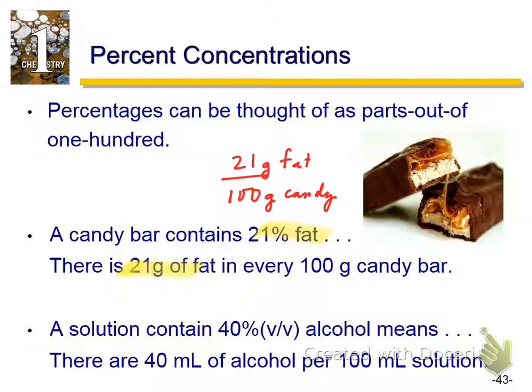A solution of alcohol, like a bottle of bourbon, is 40% volume to volume, okay? That means there's 40 milliliters per every 100 milliliters. Notice the units on the top and bottom are the same, so we don't necessarily have to use milliliters. We could have used 40 gallons to 100 gallons, or 40 pints to 100 pints, or 20 kilograms per every 100 kilograms. But the units have to be the same, okay?